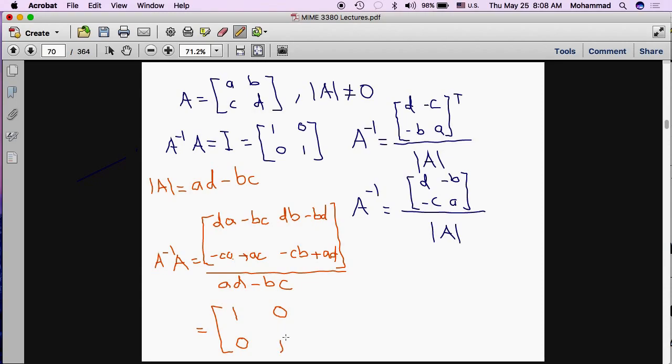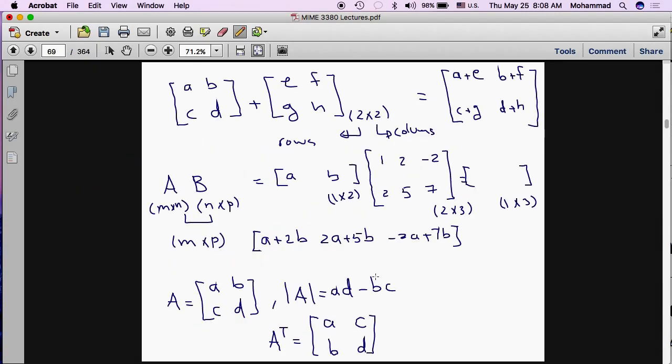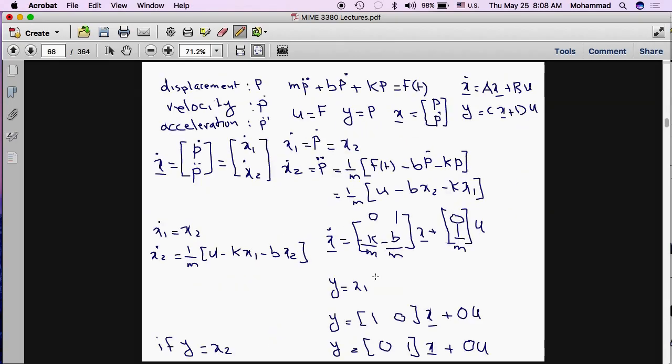So this is 1. So this is the identity matrix, which tells us we did find the inverse of matrix A correctly. So that was a practice of finding an inverse. Okay, so that was part of what we did last time. But what was more important is this method of modeling.